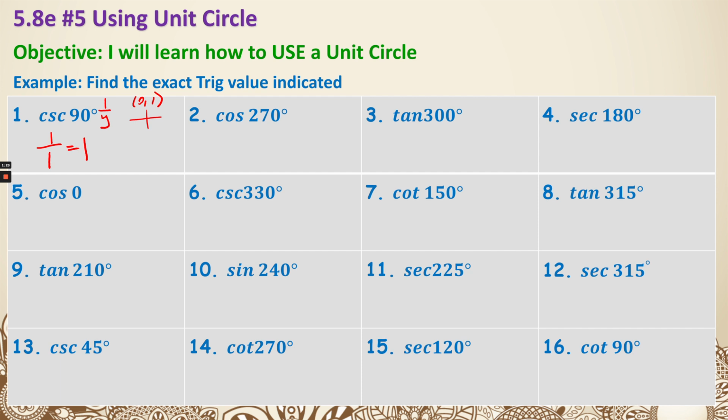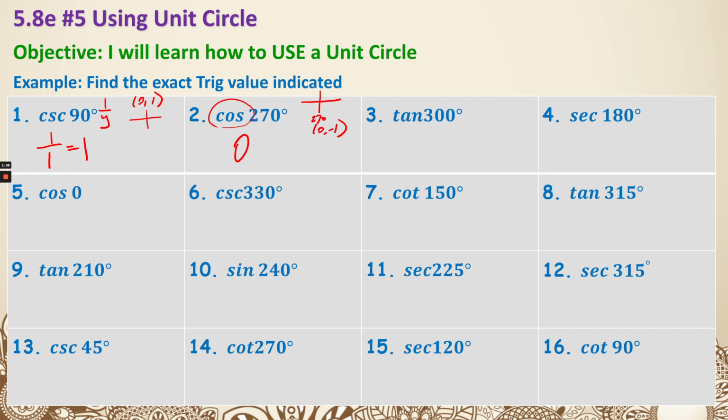Number 2, cosine 270 degrees. 270 is right here, and the value is actually 0, negative 1. And cosine is the x value, and that would mean 0.